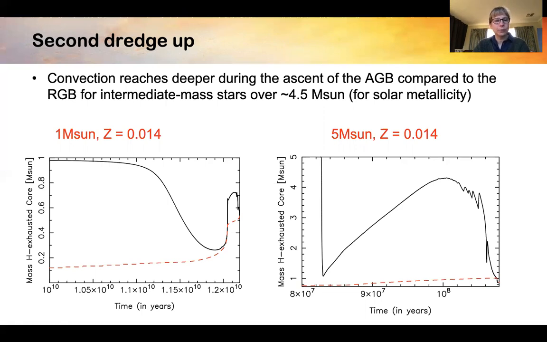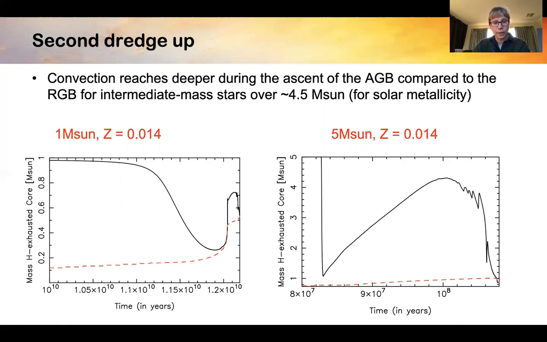We have a 1 solar mass and 5 solar mass star, both of solar composition. The x-axis shows time increasing in both cases. You notice the hugely different timescales. And the y-axis shows the mass of the hydrogen exhausted core, essentially, for the two different models. Let's focus on the black solid line, which is the base of the convective envelope as a function of time in these two respective models.